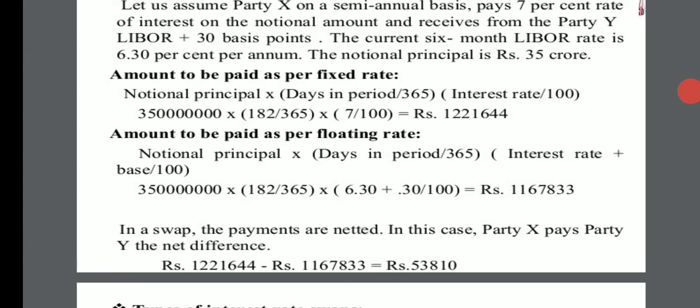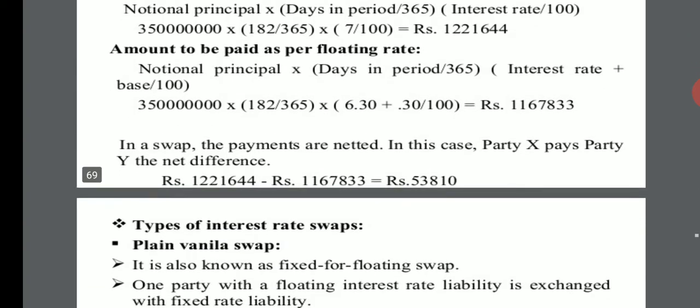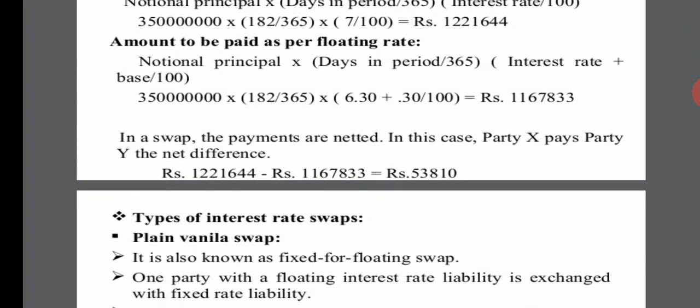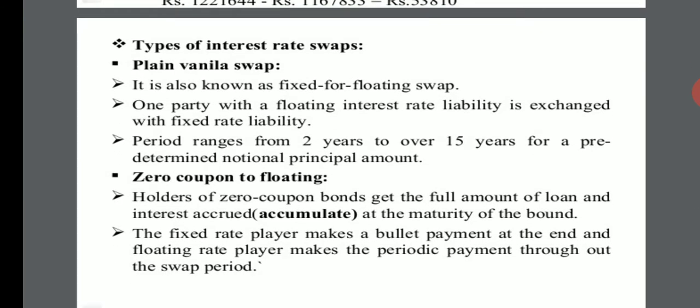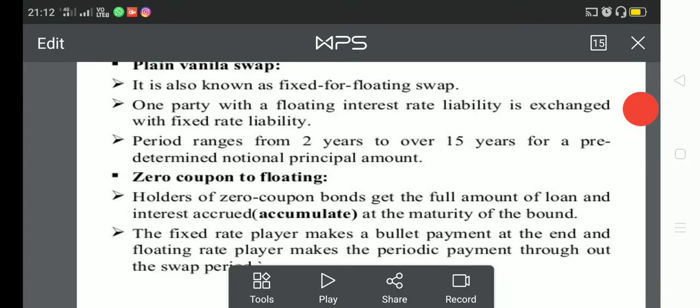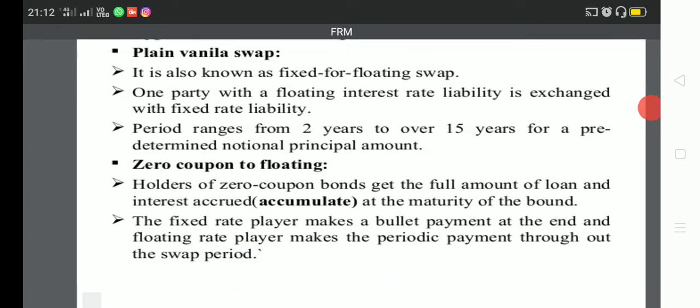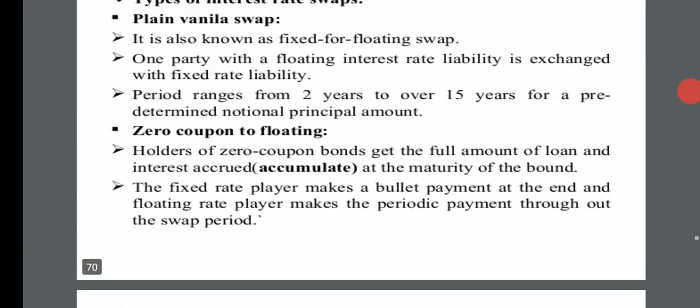In a swap, the payments are netted. In this case, party X pays party Y the net difference of 53,810 rupees. Now, types of interest rate swaps. Plain vanilla swap. It is known as fixed for floating swap. One party with a floating interest rate liability is exchanged with fixed rate liability. Period range from 2 years to over 15 years for a predetermined notional principal amount.